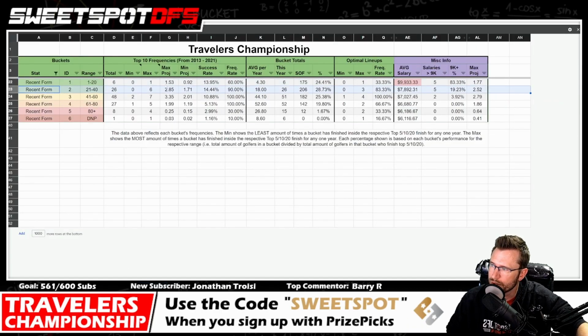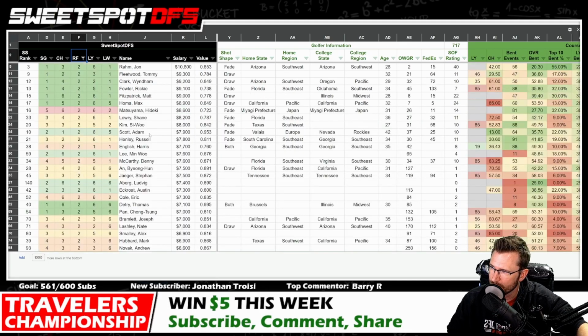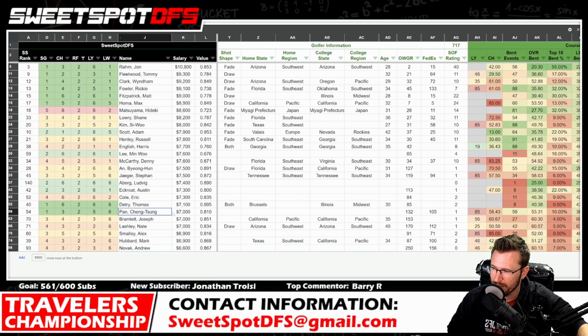Recent form 2s. 1 to 3 is a projection here. There's a lot of golfers in this bucket. More than we see in any other year for this event. Rahm, Fleetwood, Wyndham Clark, Ricky Fowler. I wanted to see where CT Pan was. If CT Pan was here, it's going to be hard. I'm going to be hard pressed not to select CT Pan once again. But then there's Harris English and Russell Henley. There's also Adam Scott, Siwoo Kim. These are all names I've already mentioned that I like.